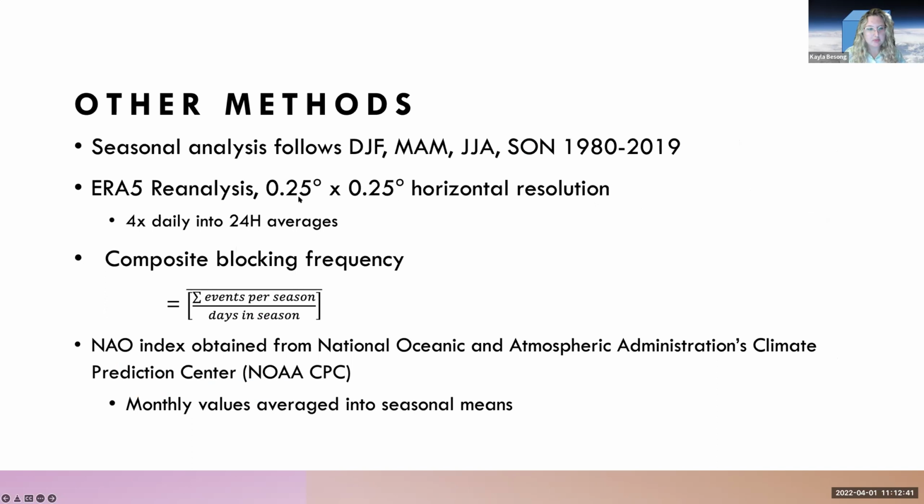And just quickly, some other methods: I did a full seasonal analysis, each season for 40 years. I used ERA5 reanalysis. The composite blocking frequency is just the number of events per season divided by the days per season. And when I refer to the NAO, I used the index obtained from NOAA CPC. I did not use EOFs, which is a potential caveat of this work. But at the same time, EOFs, particularly in the North Atlantic, can be somewhat complicated, so I just wanted to keep it as simple as possible at first to really see the differences and similarities.